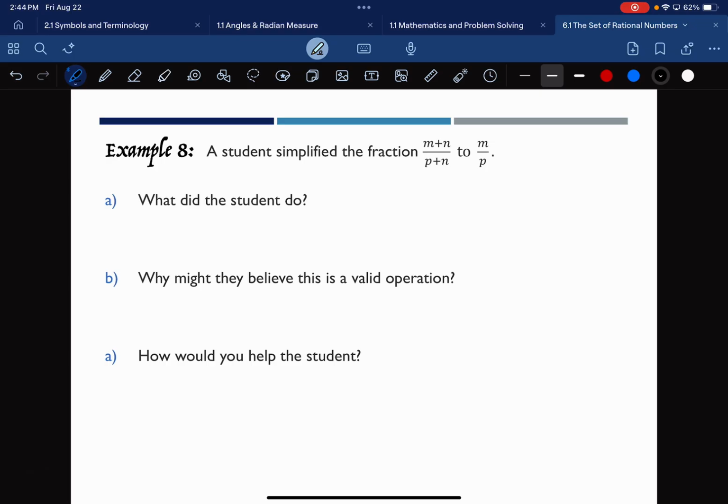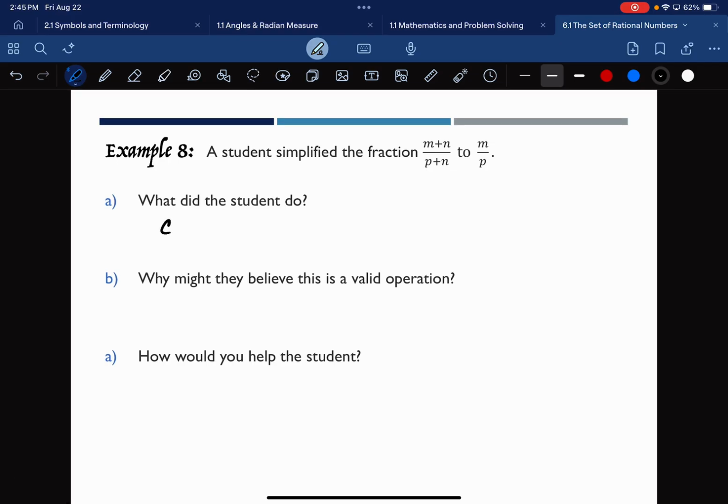So you're going to see an example of student work. A student has the fraction m plus n over p plus n, and they reduce it to the fraction m over p. Now there's an error there, okay? It's an error you've probably made at some point too. It's not a big deal, but there is an error there. But the first question I want to know as we look at it is just what did the student do?